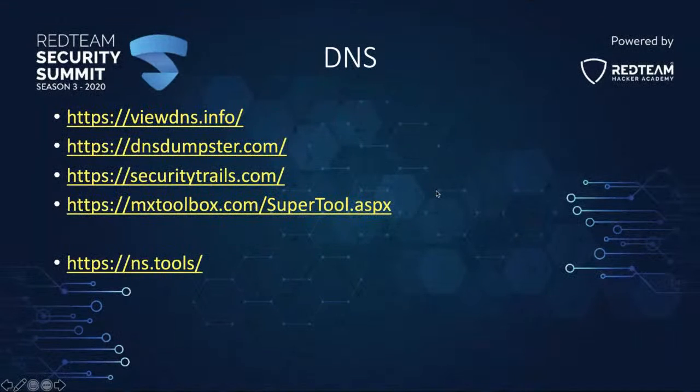So here are some websites that I like to use for all this. Honestly, the top three give you fairly unique information. I tend to use all three of those. I've recently come across ns.tools, and I'm going to show you why I really like it in a moment. But basically, these are the websites that I would use to do the DNS type of enumeration, and specifically ViewDNS, DNSDumpster and SecurityTrails.